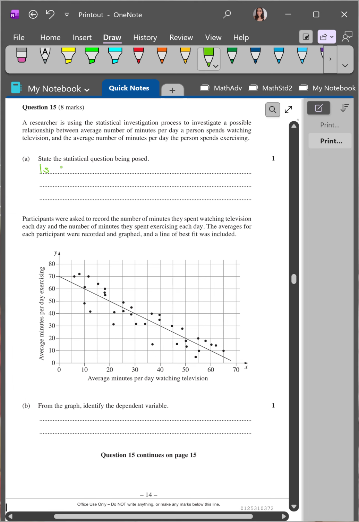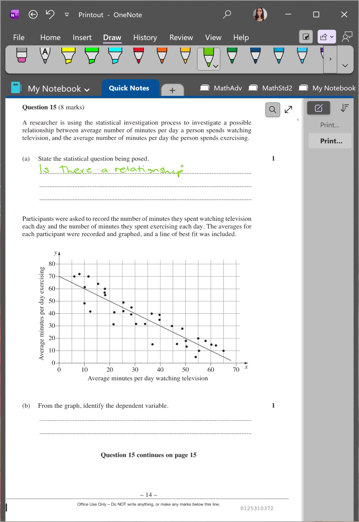So I would write, is there a relationship between the average number of minutes per day a person spends watching TV and the average number of minutes per day they spend exercising?